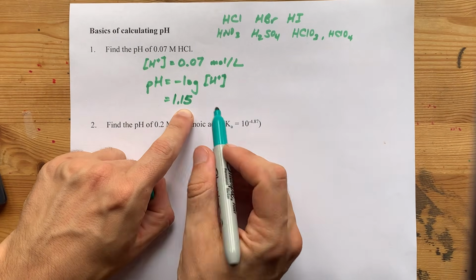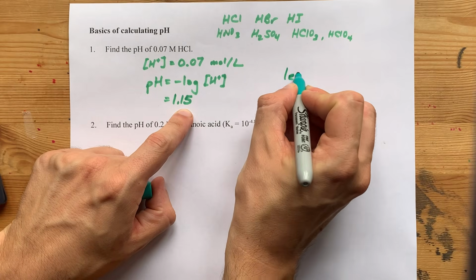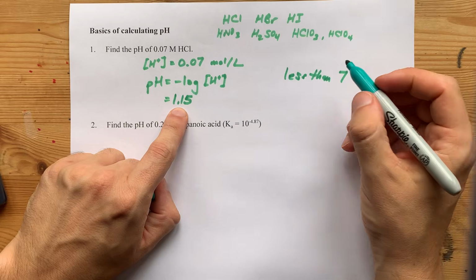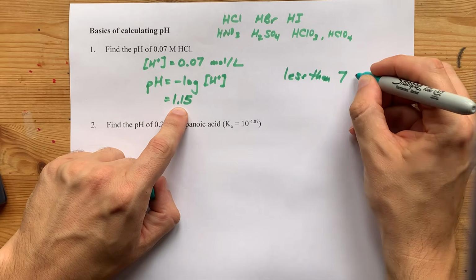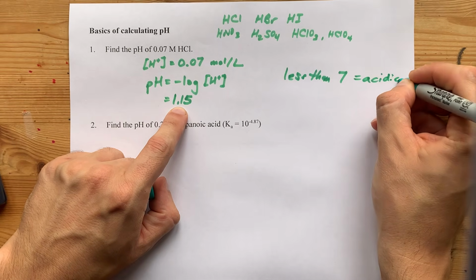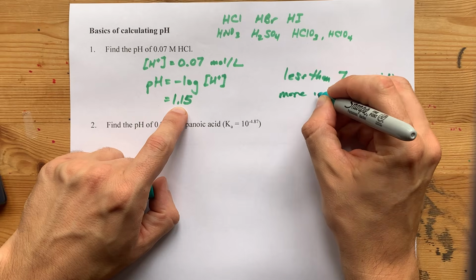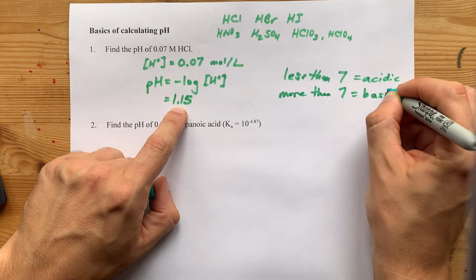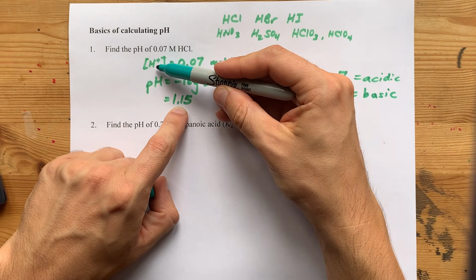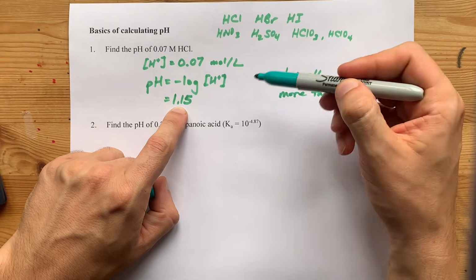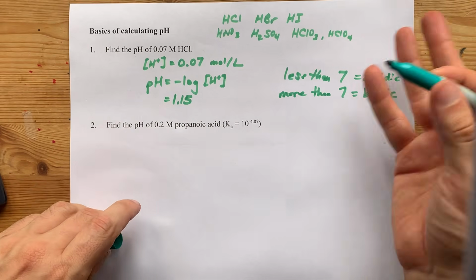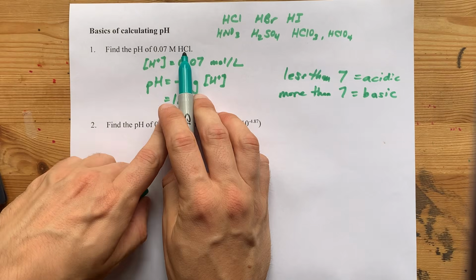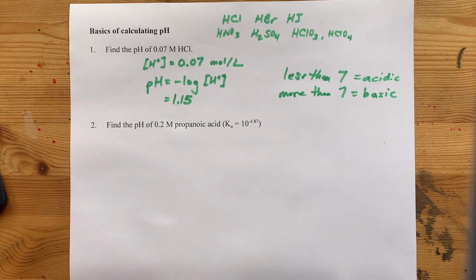Now, remember that anything less than 7 is acidic. In fact, the lower it is, the more acidic that solution is. Anything more than 7 is basic, which is the opposite of acidic. It just means you have so little H+ that we talk about a different ion, OH-, as being the dominant species instead. This is very acidic. Can you tell? It was a strong acid after all.